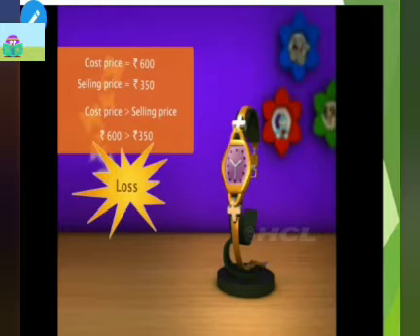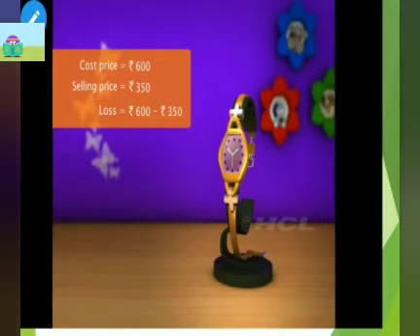So cost price was how much? Rupees 600. Selling price was rupees 350. And when the cost price is more and the selling price is less, that means this is a case of loss. So to calculate the loss, what will you do? From the cost price you will subtract the selling price.